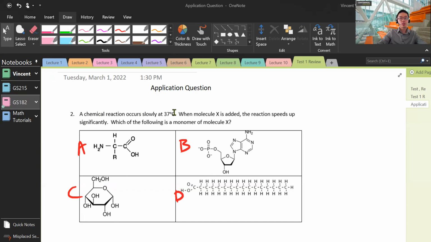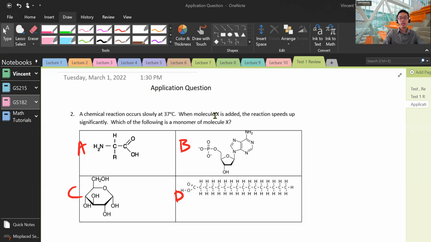A chemical reaction occurs slowly at 37 degrees. When molecule X is added, the reaction speeds up significantly. Which of the following is a monomer of molecule X? So before we even look at the answers, which could cause confusion, let's think about what this is actually talking about. If a reaction is going slowly and then you add a molecule to it to speed it up, what kind of molecule are we adding? What do we call a molecule that can speed up a chemical reaction? That's right, it is an enzyme.